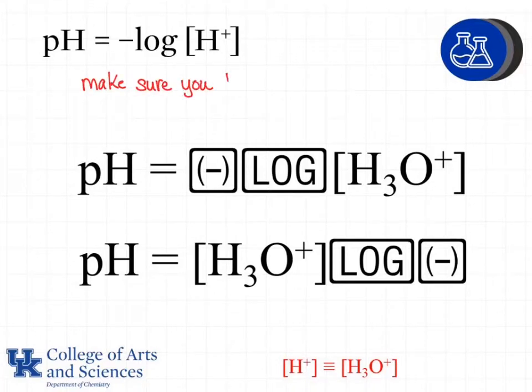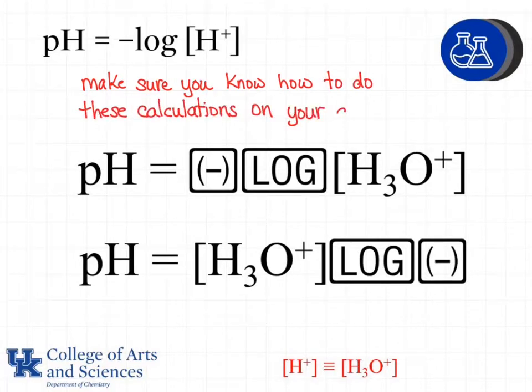It's important that you learn how to do these calculations on the calculator that you will use on the exam. Calculator models can function differently. In some calculators, you can simply type the negative sign, log, and enter the H3O+ concentration. On other calculator models, you need to type in the concentration first, then hit log, and then hit the minus sign. If you need help with your calculator, please don't hesitate to ask.